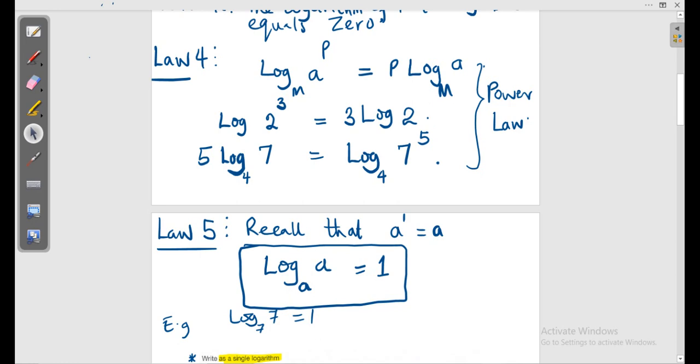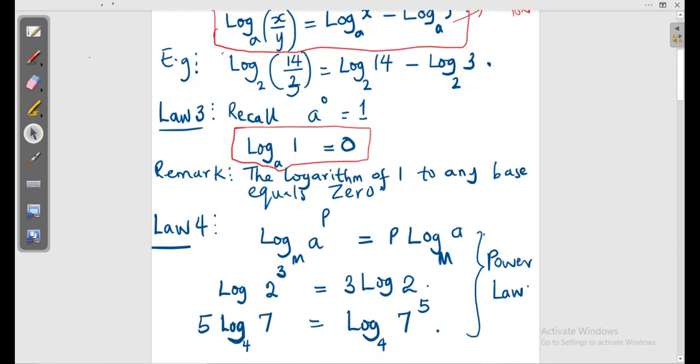Going over it, understanding the concepts will help you to go. I hope this video helps in explaining the laws of logarithms. Thank you.